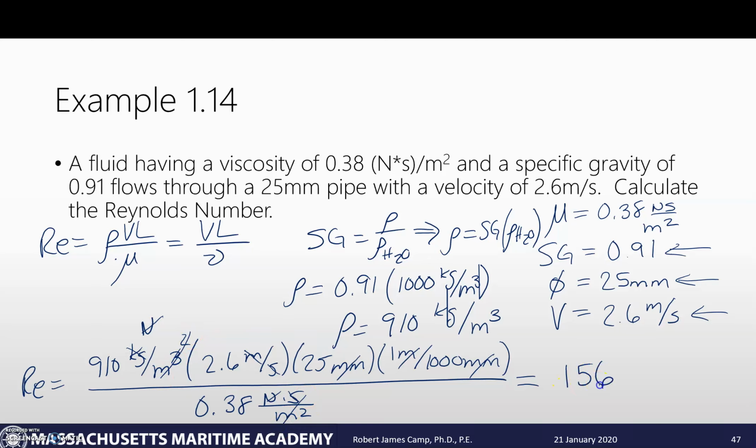And if I bash the numbers, that gives me a Reynolds number of 156. It's very important that this is a dimensionless parameter.